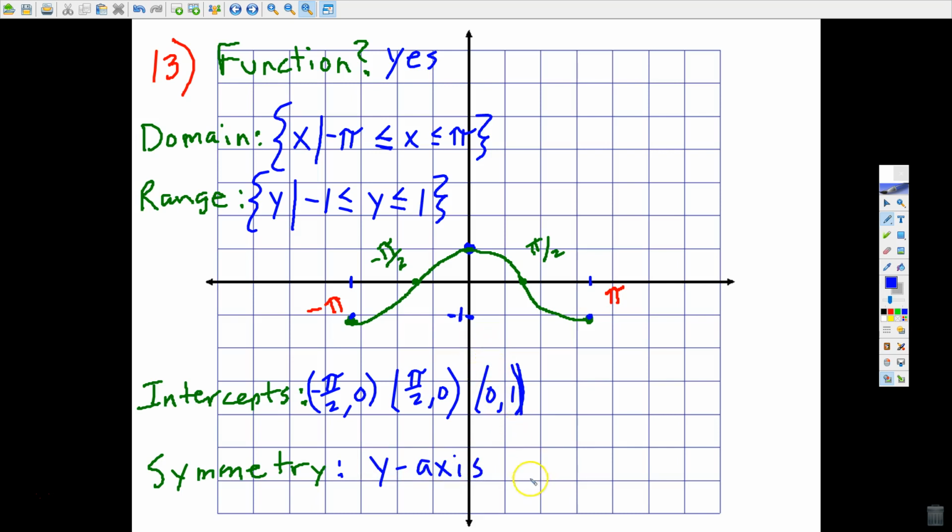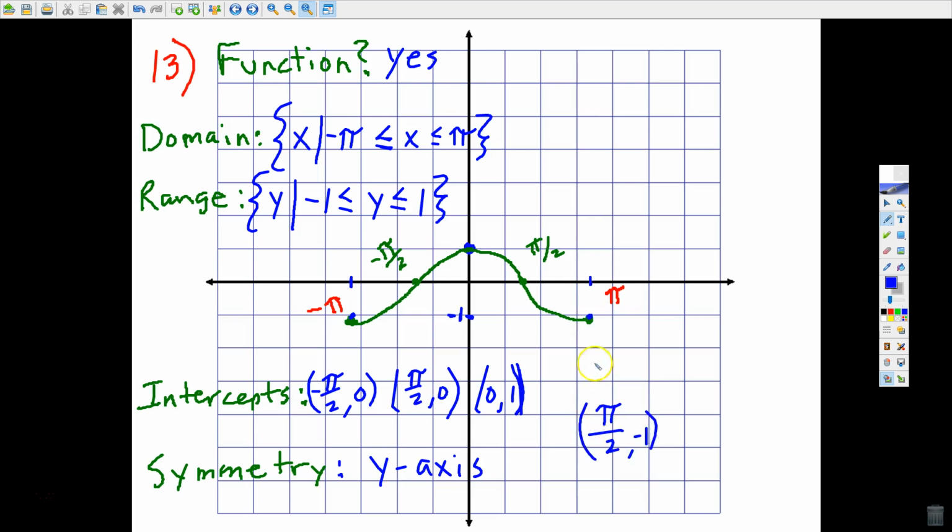And then for origin symmetry, there are no points. For example, you could test it this way. If I have origin symmetry, then, well, let's just take this point for example. This is the point pi/2 and -1.